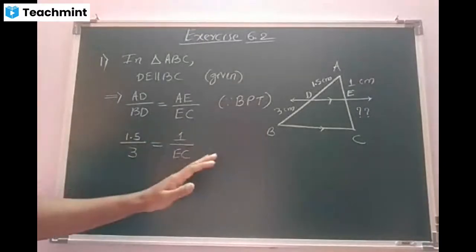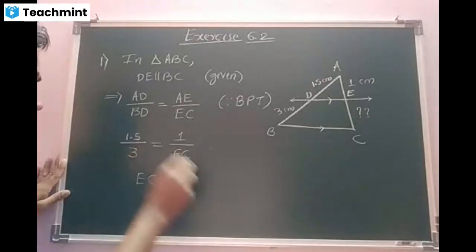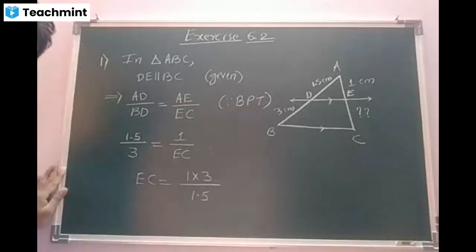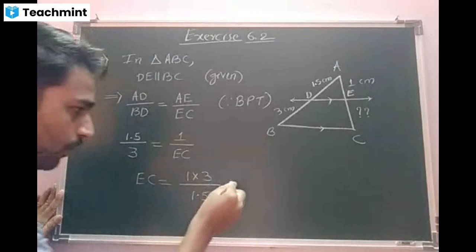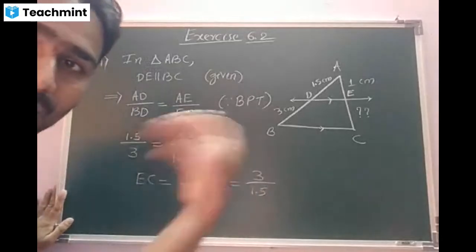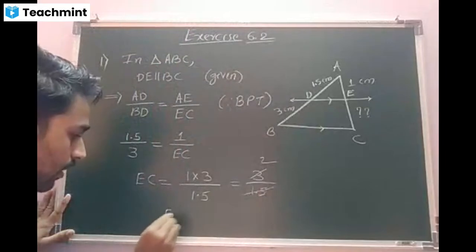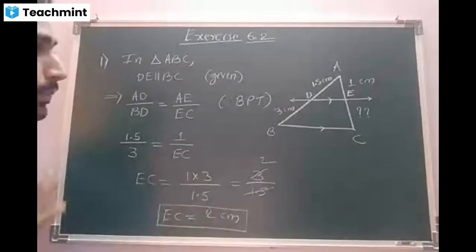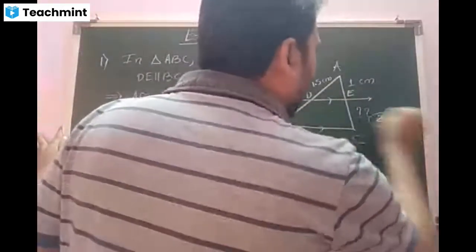Now beta, cross multiplication. You know the method. Bring EC here. Send 3 here and then this one. EC equals 1 into 3 divided by 1.5. Am I right? Yes, sir. If you want, it is 3 by 1.5. Beta, 1.5 and 3, it is double. You can cancel directly. Am I correct? Yes, sir. So, final answer. How much are you going to get, beta? Two, sir. EC is equal to 2 centimeter, because everywhere the measurements are in centimeters. Hence, we got the answer 2 centimeter.